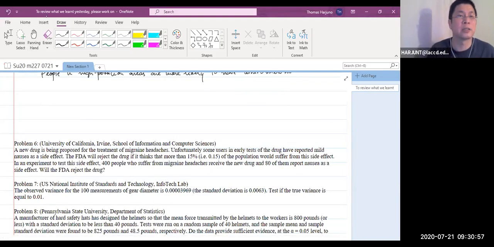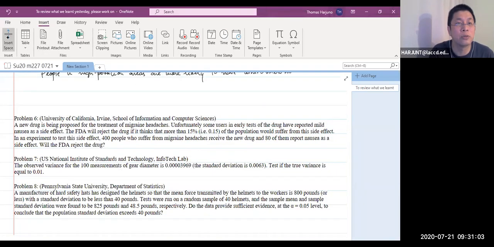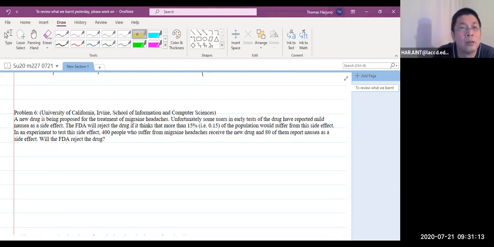Okay. Number 6. This is still proportion. Number 6. University of California, Irvine, School of Information and Computer Science. A new drug is being proposed for the treatment of migraine headaches. Unfortunately, some users in early tests of the drug have reported mild nausea as a side effect. Now, the FDA will reject the drug if it thinks that more than 15% of the population would suffer from this side effect.